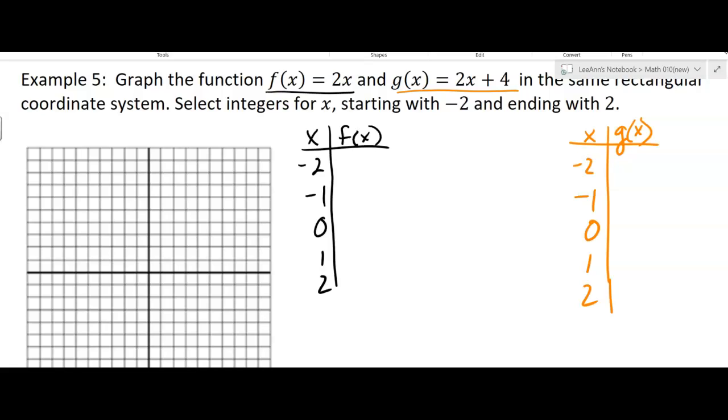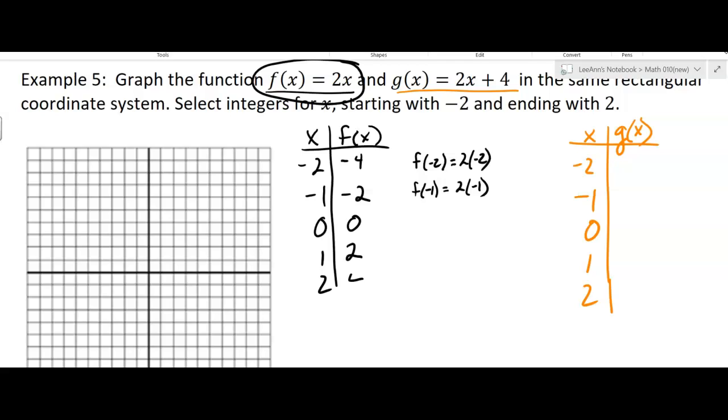So I'm going to take -2 and I'm going to put it in the function. So f of -2 equals 2 times -2, or -4. So f of -1 is going to be 2 times -1. See, I'm using this function right here, and I'm just putting in different x values. So when I put in 0, I get 0. When I put 1 in, I get 2. And when I put 2 in, I get 4. Okay? This is a table of values.